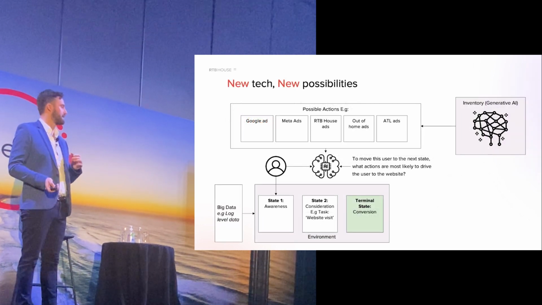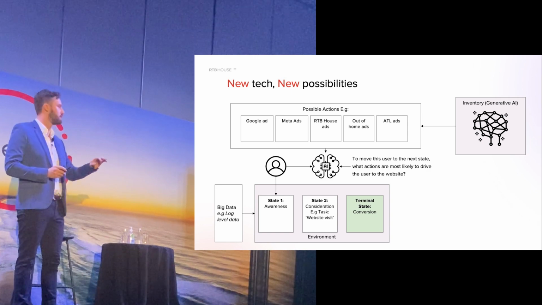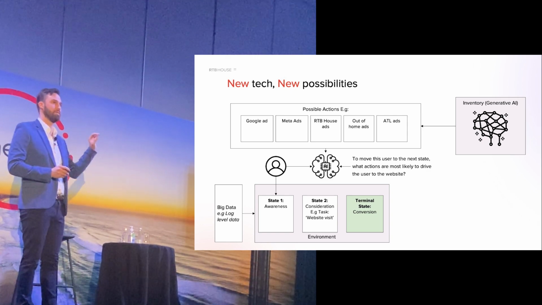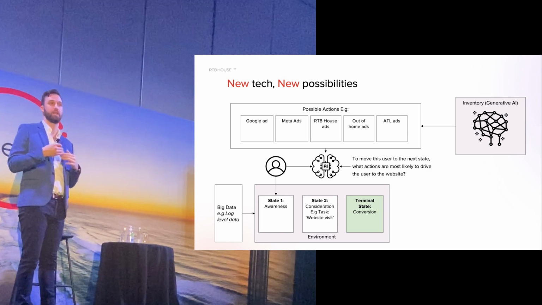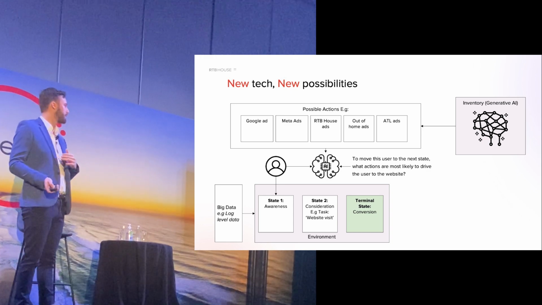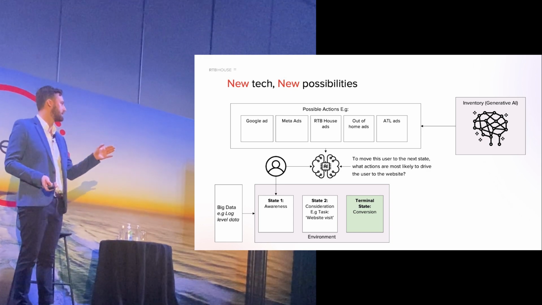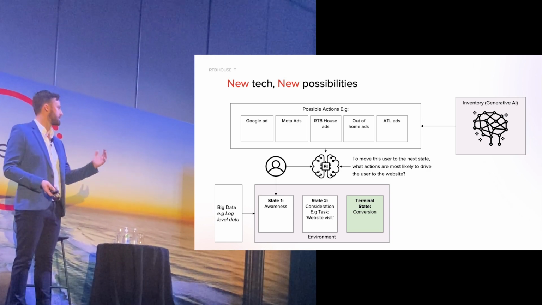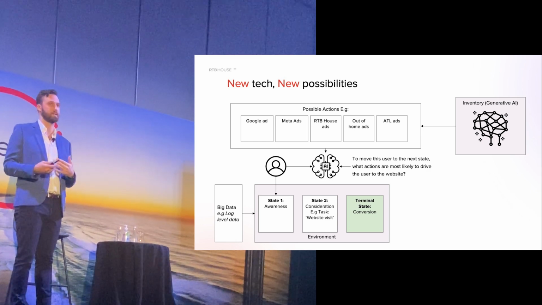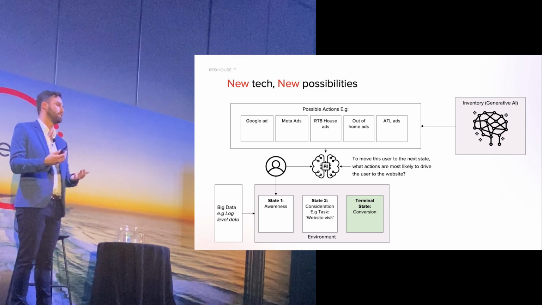And what does that look like? This is a very simplified version of it, but it illustrates how this agent could change the way we look at media. You have an environment, and you have different states. State 1 is awareness. State 2 is consideration. And the terminal final state where the agent gets its reward is, say, the conversion.